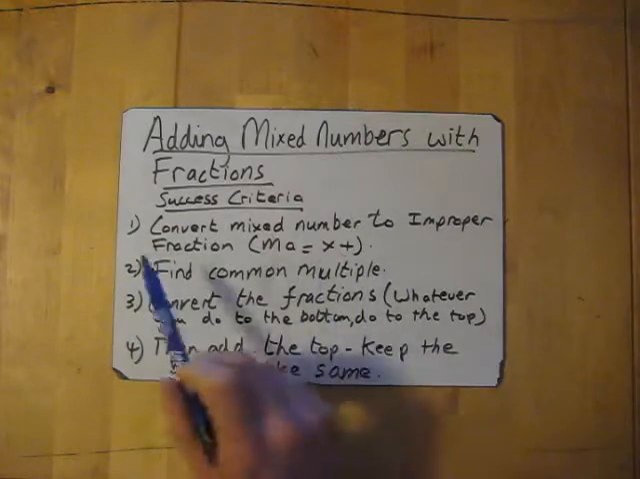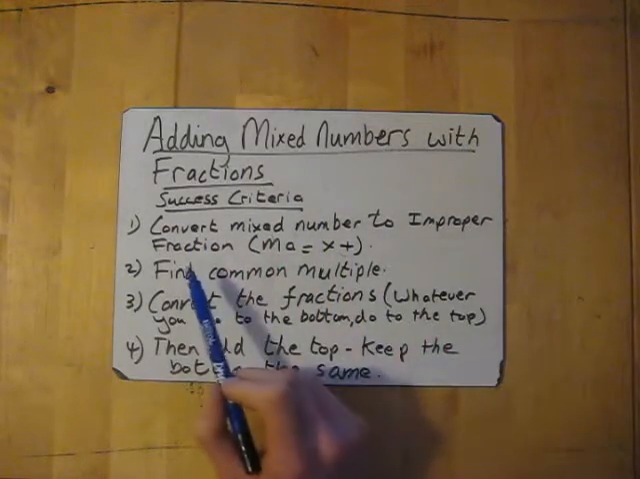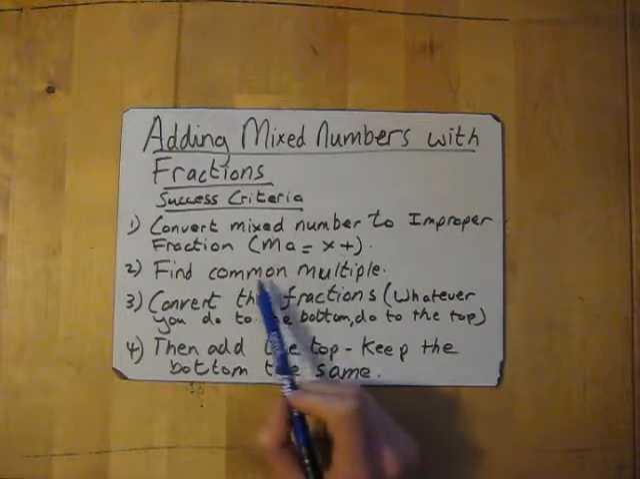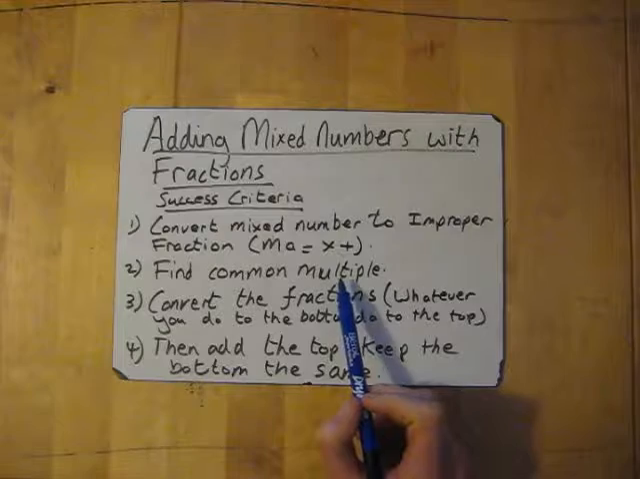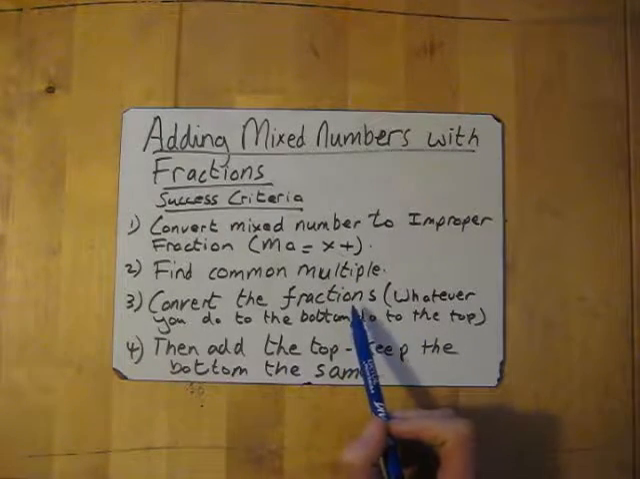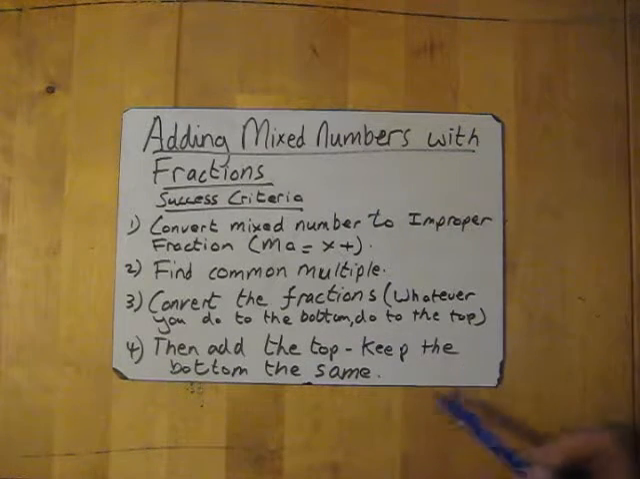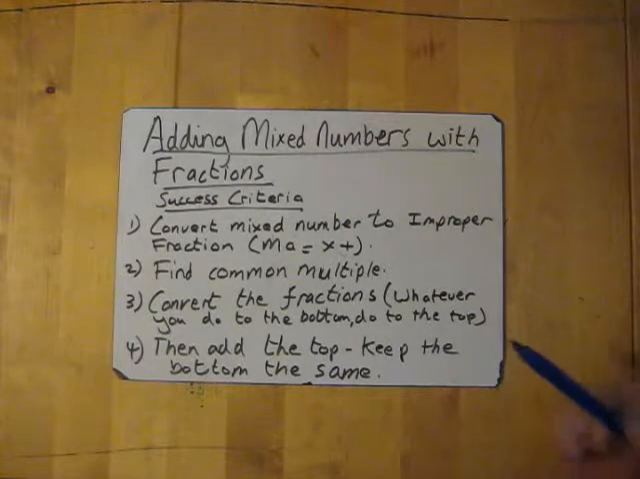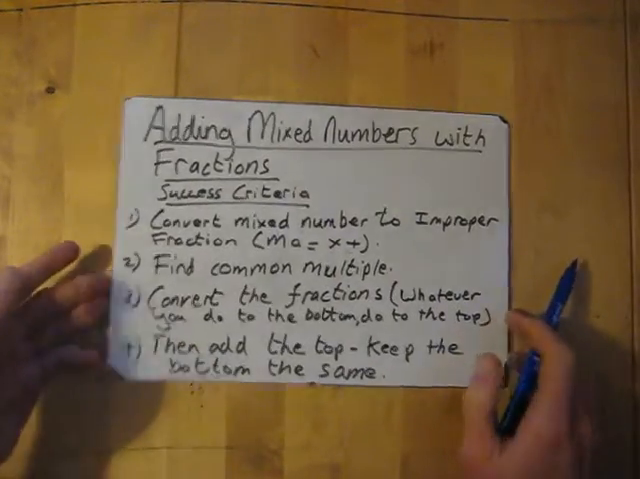So first thing, and you'll notice this a lot with all of these mixed number ones, convert the mixed fraction to an improper fraction. Then find the common multiple for the two fractions now that you've got. Then convert the fractions, so whatever you do to the bottom, do to the top. And then finally add the top and keep the bottom the same. So the best way to show you this success criteria is to actually have a go at a couple.